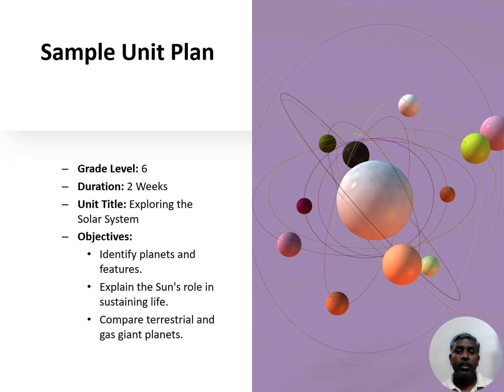This is also created according to my own idea, and you have to take this as an example and prepare your own unit plan. I am preparing a unit plan for grade 6 for a two weeks duration. The unit title is Exploring the Solar System. I will create three objectives: identify the planets and features, explain the sun's role in sustaining life, and third one is compare the two types of planets, such as terrestrial and gas giant planets.